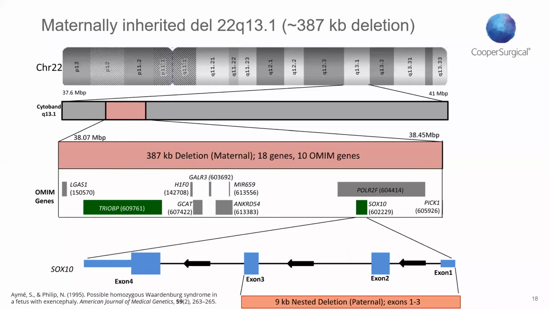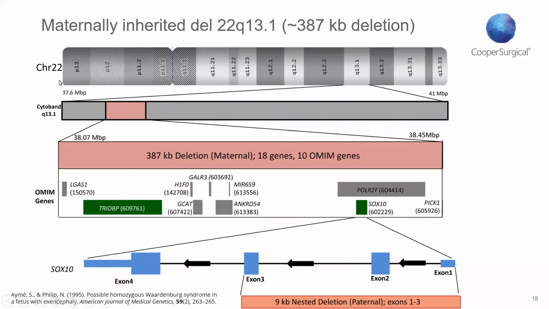And then this slide I added because I just want to walk you through an example chromosome 22. This is a maternally inherited chromosome 22 with a deletion at 22q13.1, and the size you can see is very tiny. It's about 387 kilobases, so not even half a megabase here.